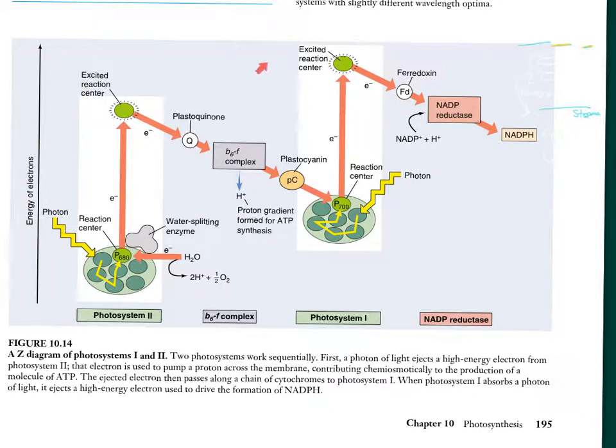So the higher up the electron is, the more energy it has. Here's this photon. Obviously, these have low energy. The photon comes in, boom, boom, boom, and it hits the P680, which is that donor molecule sitting there. And then what happens to water? Water goes in. What gets taken away from water?